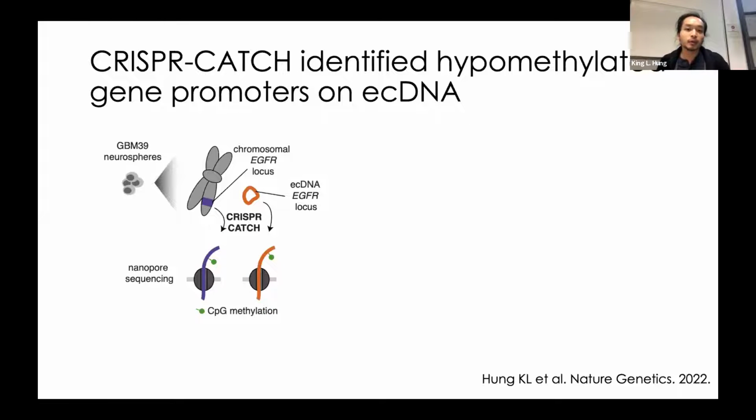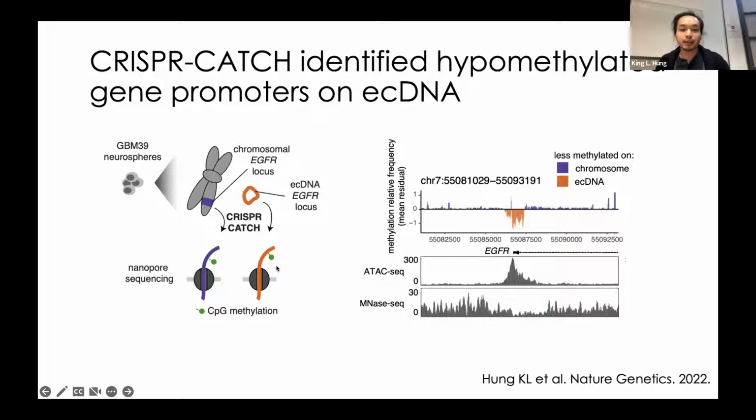Using this method, we were also able to look at epigenetic modifications. As a proof of principle, we looked at DNA methylation, so CpG methylation, using nanopore sequencing. And so again, separating the ecDNA from the chromosomal DNA from the same glioblastoma sample, we were able to look at DNA methylation levels using nanopore sequencing.